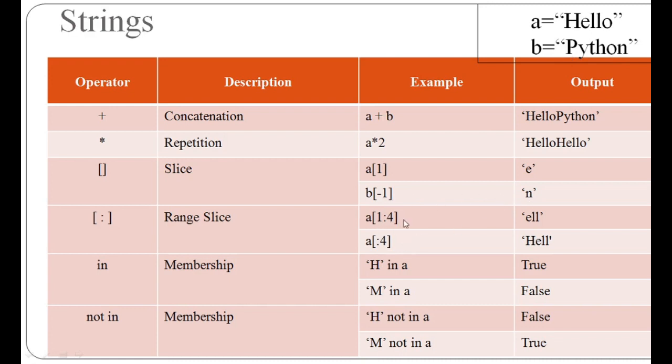I can give a range. So this is the starting element and this will be the ending element. As in range, that last fourth element will not be included. So it will start from 0, 1, and E, L, L will be displayed here. Suppose the starting index is not given, that means it will be taken as 0, so starting from 0 up to 4, not including 4.